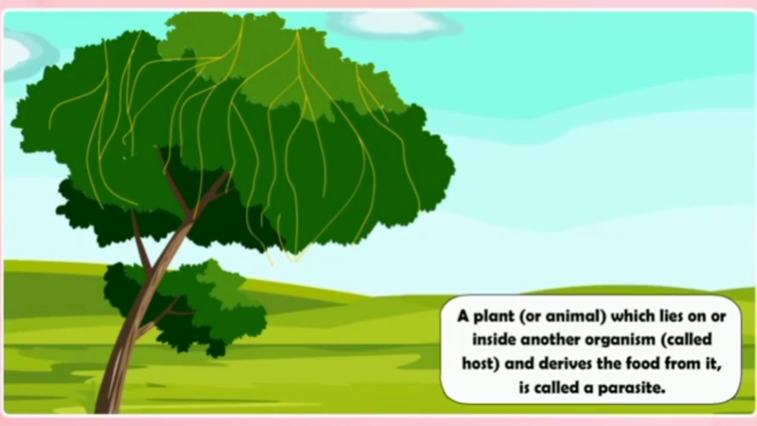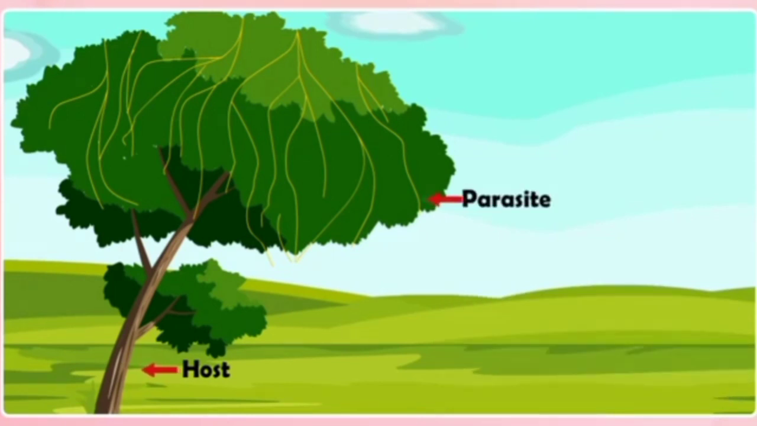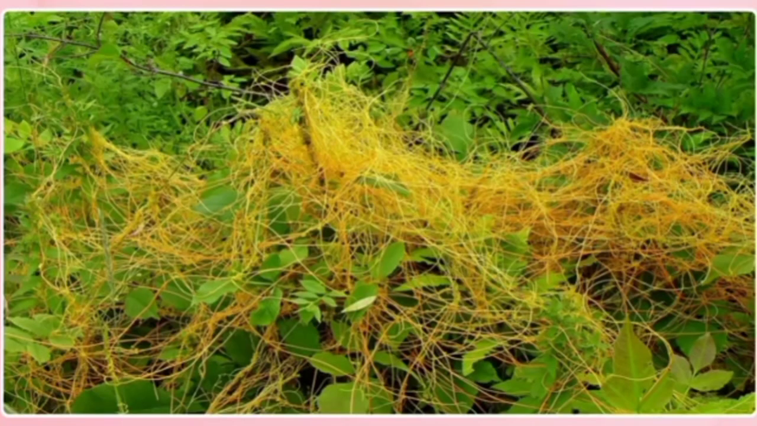Next is parasite, a plant which lives on or inside another organism called host and derives its food from it is called parasite. So there is Cuscuta, an example of a parasitic plant. Here you can see in this picture the yellow color plant is Cuscuta. It depends on the other plant on which it lies for its nutrition. So this is an example of parasite.